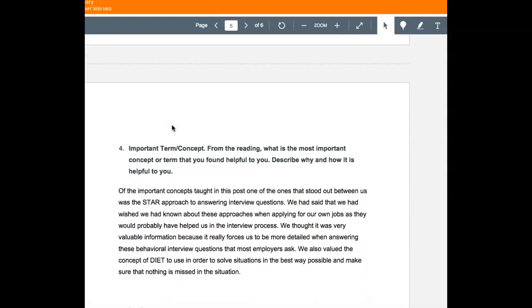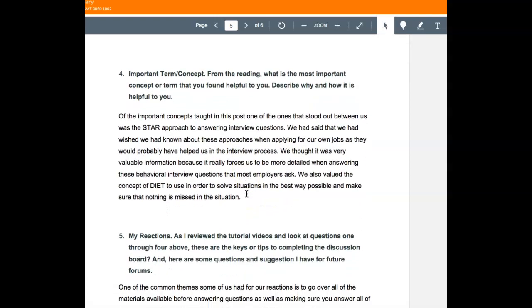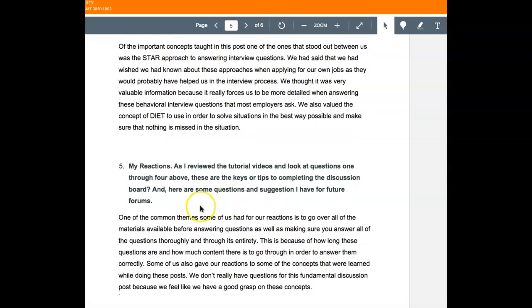Their important term or concept. I notice they're saying here of the important concepts taught in this post, one of the ones that stood out between us was the STAR approach to answering it. So that resonated with more than one of their members. And then they went on to talk about how that resonated. And then their reactions. One of the common themes some of us had was to go over all the materials. So that's what I'm looking for. This is the way I want you to do the summaries. You get the most gain by doing it this way. So nice job, Quad Squad.